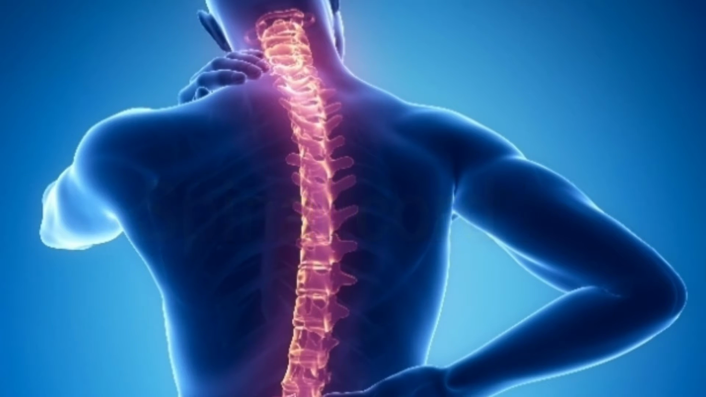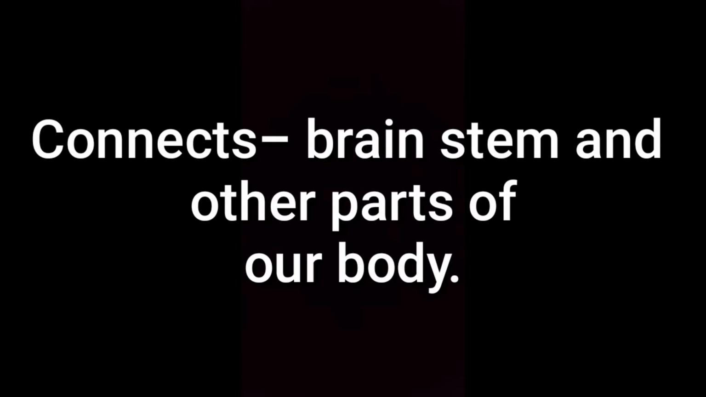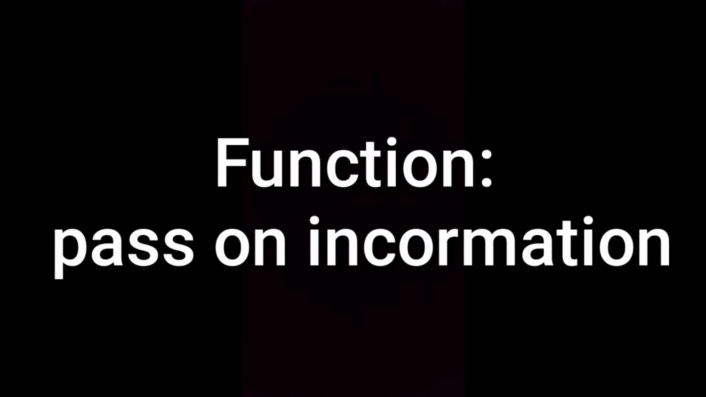Spinal cord. The spinal cord is a bunch of nerves that begins from the base of the brain and connects it to other parts of the body. It is protected inside the backbone. Its main function is to pass on information between the brain and the other parts of the body.